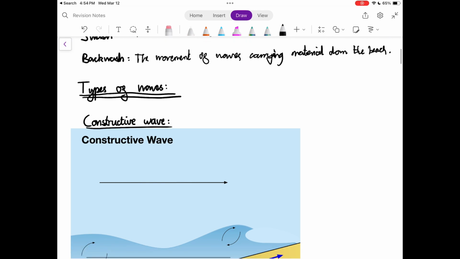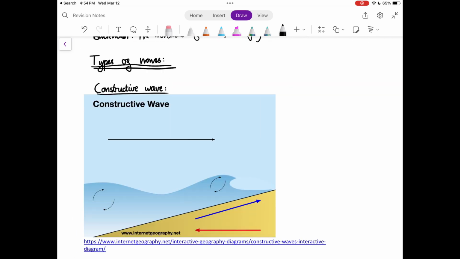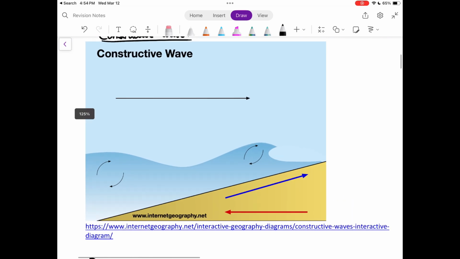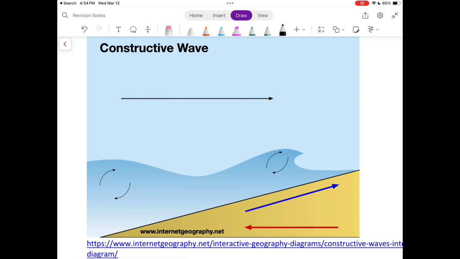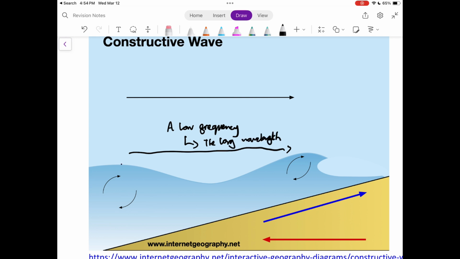Okay, so now we're going to be looking at the types of waves that exist. So the first type you need to know is constructive, and the second is destructive. So we're first going to be looking at constructive. So constructive waves have a low frequency and this is due to the long wavelength. As you can see between these 2 points on the wave, the length is long.